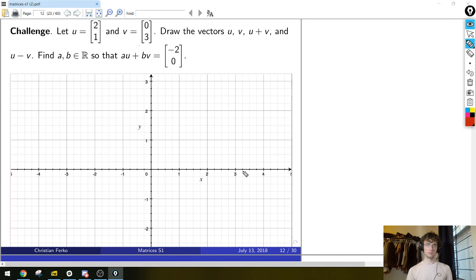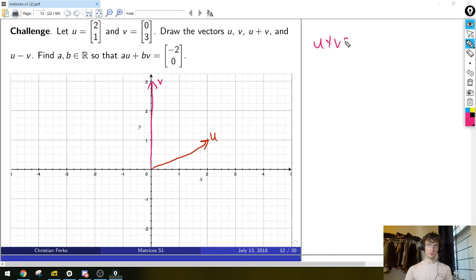I believe you should start drawing u by drawing a line from (0, 0) to the point (2, 1). So from (0, 0) to (2, 1), this will be the vector u. Good. Okay, what is the vector v then? Vector v would be a line from (0, 0) to (0, 3), which is vertical. Good. So vertically upwards to (0, 3) will be v.